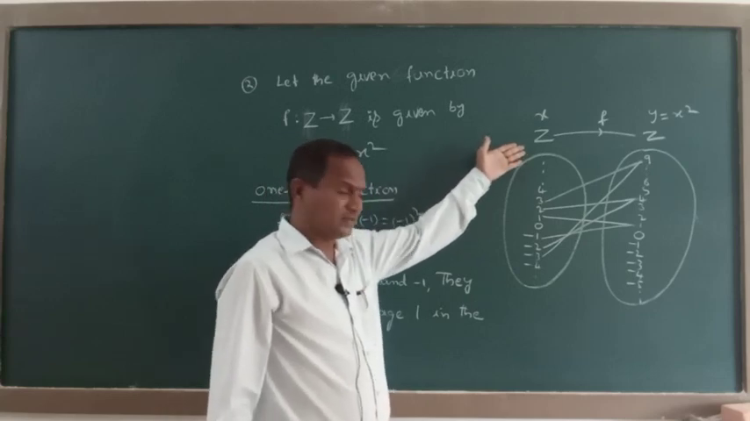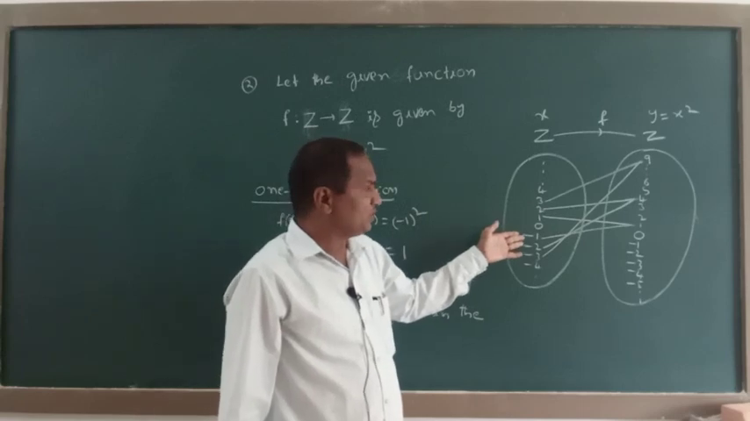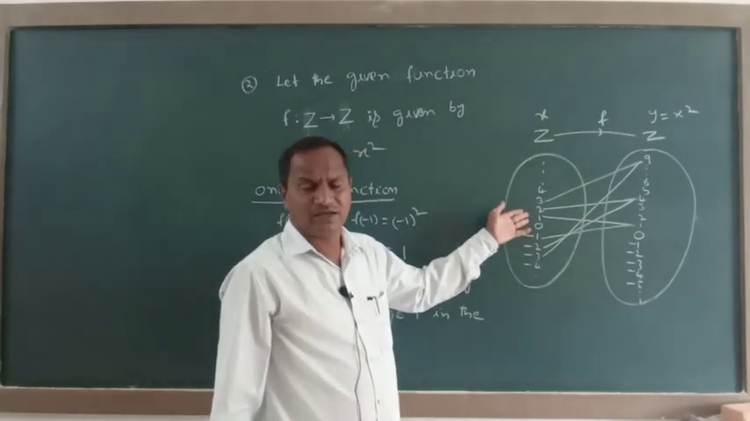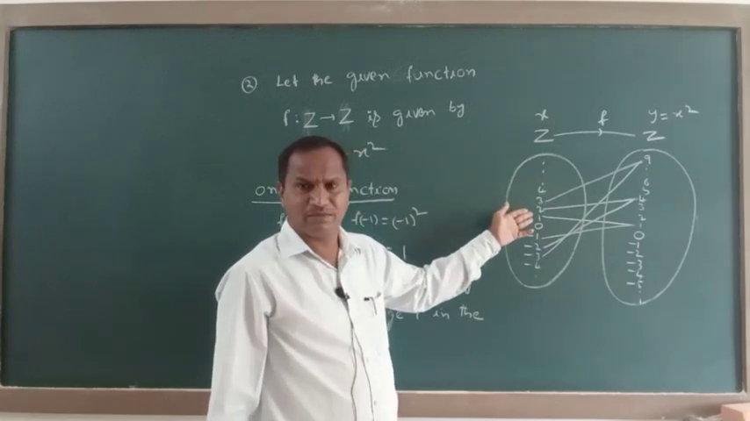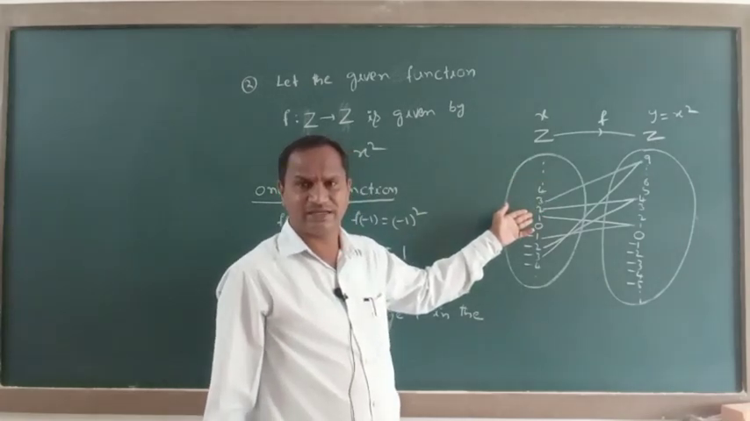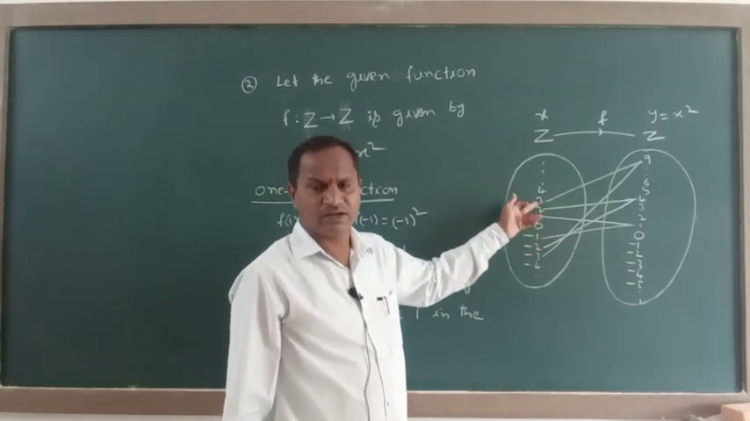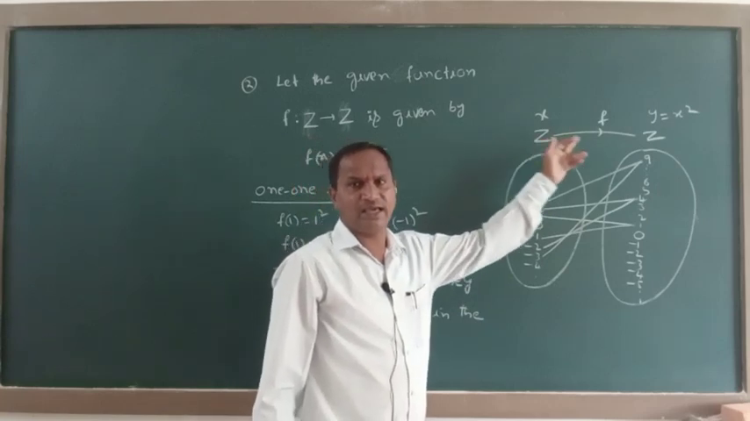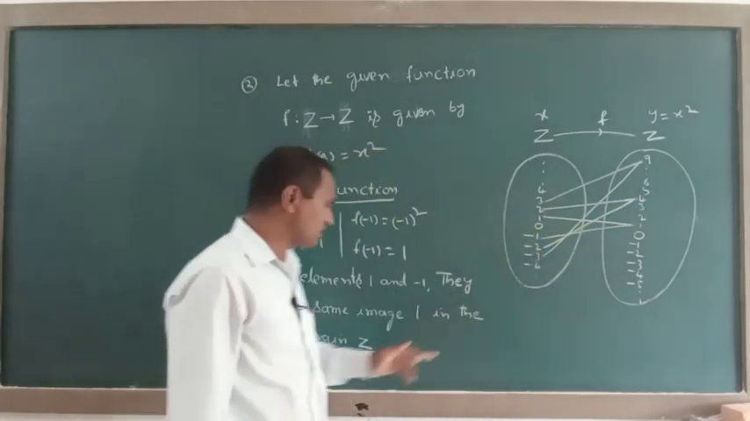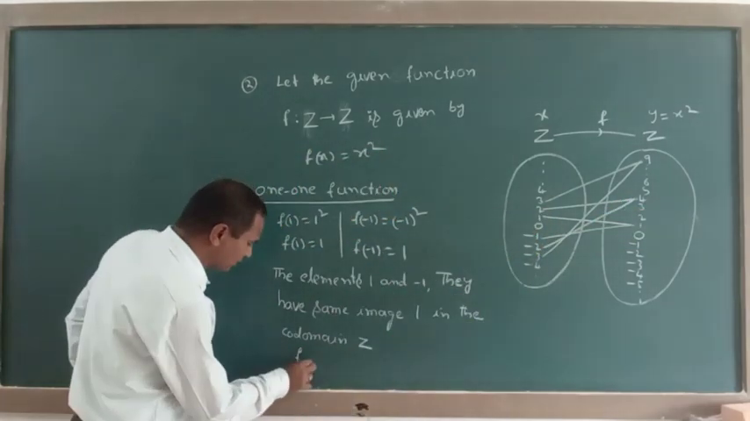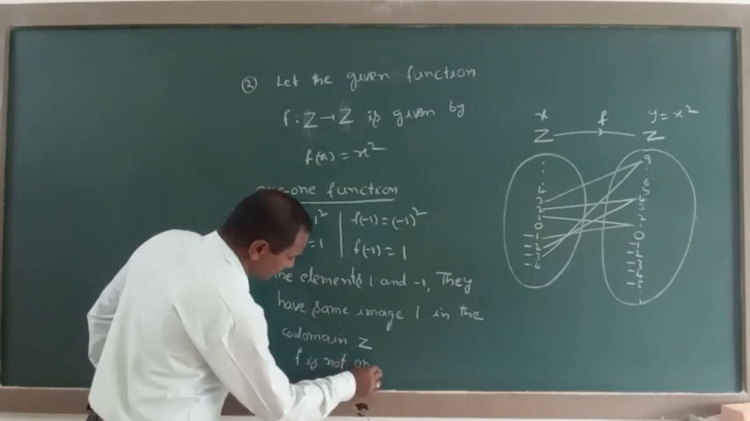There is no need to write domain Z here, because by showing the diagram, we can easily see which of domain or codomain 1 and -1 belong to. We can easily analyze this by seeing the diagrammatic representation. Here the elements 1 and -1 of domain Z have the same image, plus 1, in the codomain Z. That's why f is not a one-one function.